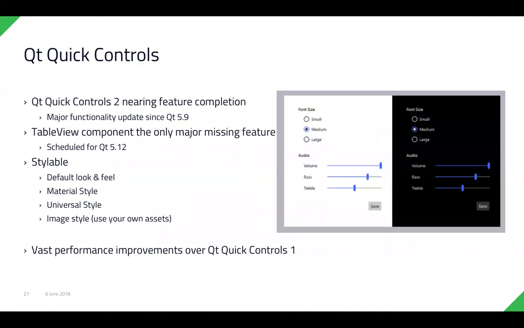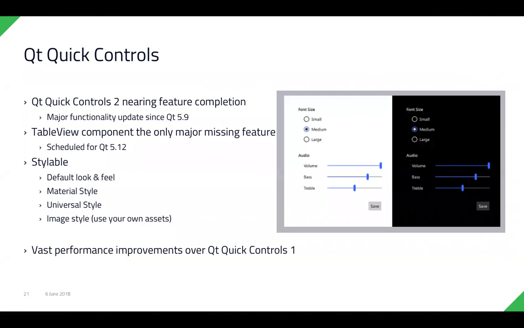Now QtQuick Controls, on the higher, graphical side of QtQuick and QML. They have seen a significant amount of work since Qt 5.9, and we're now nearing feature completion, which means we have pretty much all the widgets and all the controls that we could think of implemented. The major missing feature currently is still a table view component. That one is scheduled for Qt 5.12, and we're working very hard on getting that ready in time for the Qt 5.12 release.